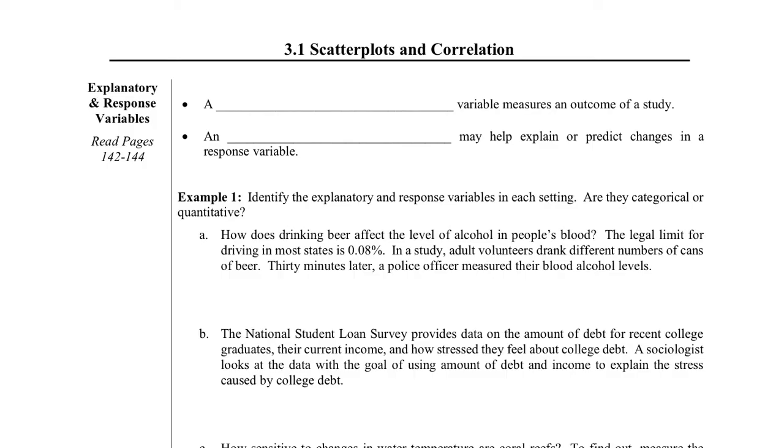Lesson 3.1 takes us into comparative data, where we're going to look at two different variables and how they react to each other. These first two terms we've actually worked with before when we covered chapter 4, but let's bring them back and formalize them a bit.